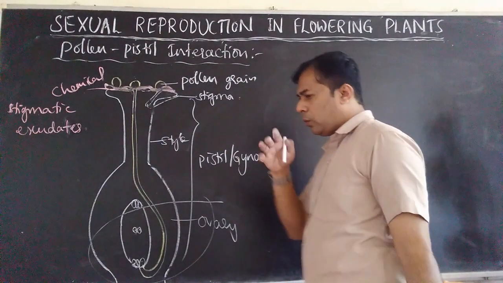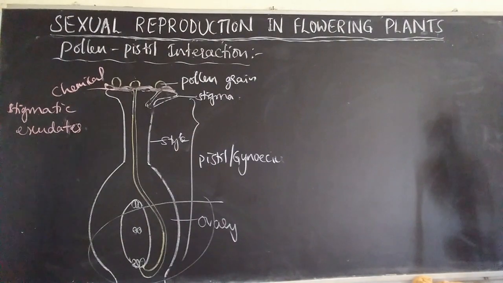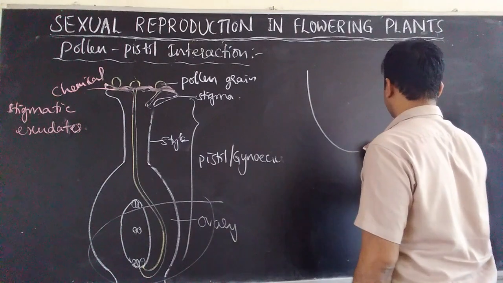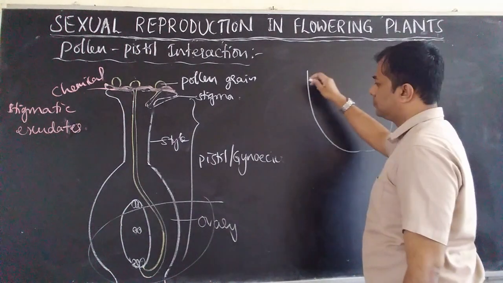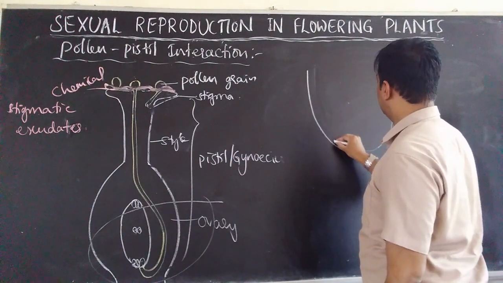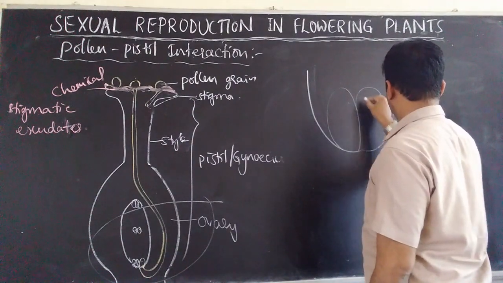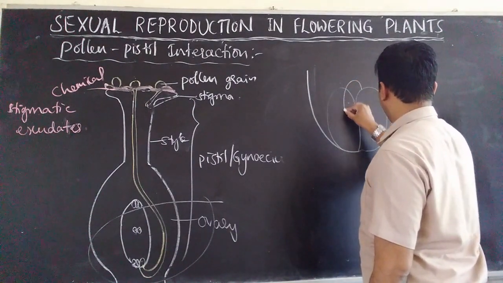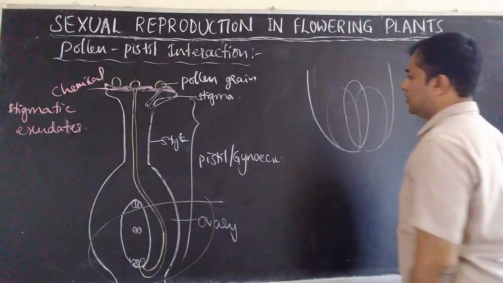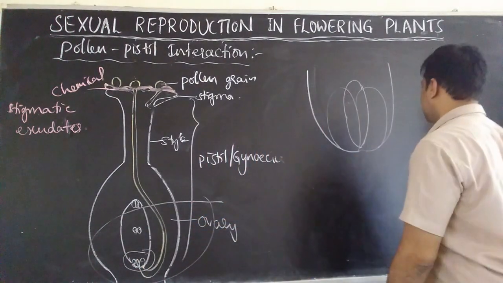Okay. And then this chalk dust. Okay. So I will show you what exactly happens here. So here there is a synergid and there is an egg here. This is the lower side. I am drawing this part. What exactly happens with it?